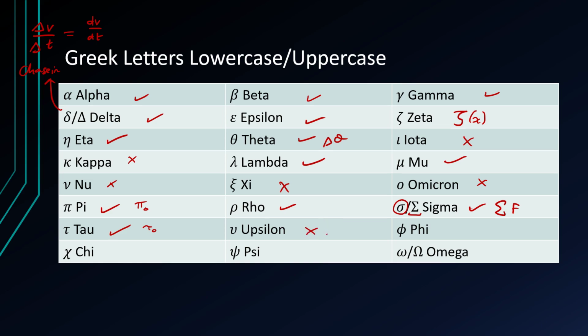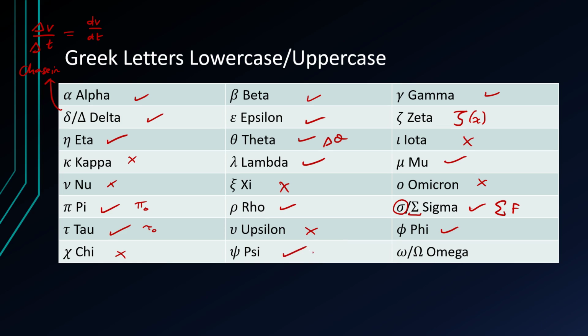Upsilon we never see. Phi we will see. It's commonly used for angles. It's also used for magnetic field strength. No, magnetic flux. It's flux. I got that wrong. It's magnetic flux for that. Magnetic field strength is B. Chi again we never really see.